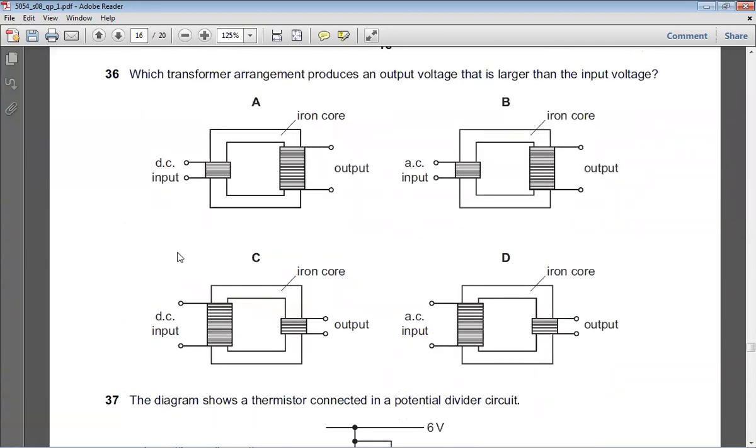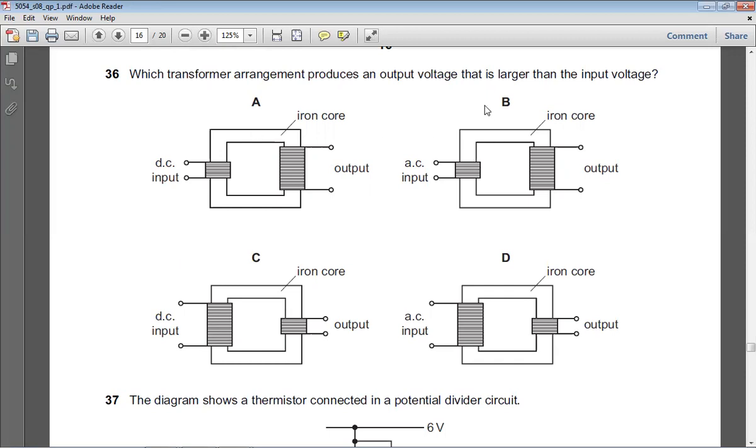Which transformer arrangement produces an output voltage that is larger than the input voltage? So this happens in the step-up transformer, and you can recognize the step-up transformer by just looking at the number of turns of the coil. So on the output side, the number of turns should be more than the number of turns on the input side. So that will be a step-up transformer, and it will increase the output voltage. And one thing you should remember, that the transformer is always connected with an AC supply.